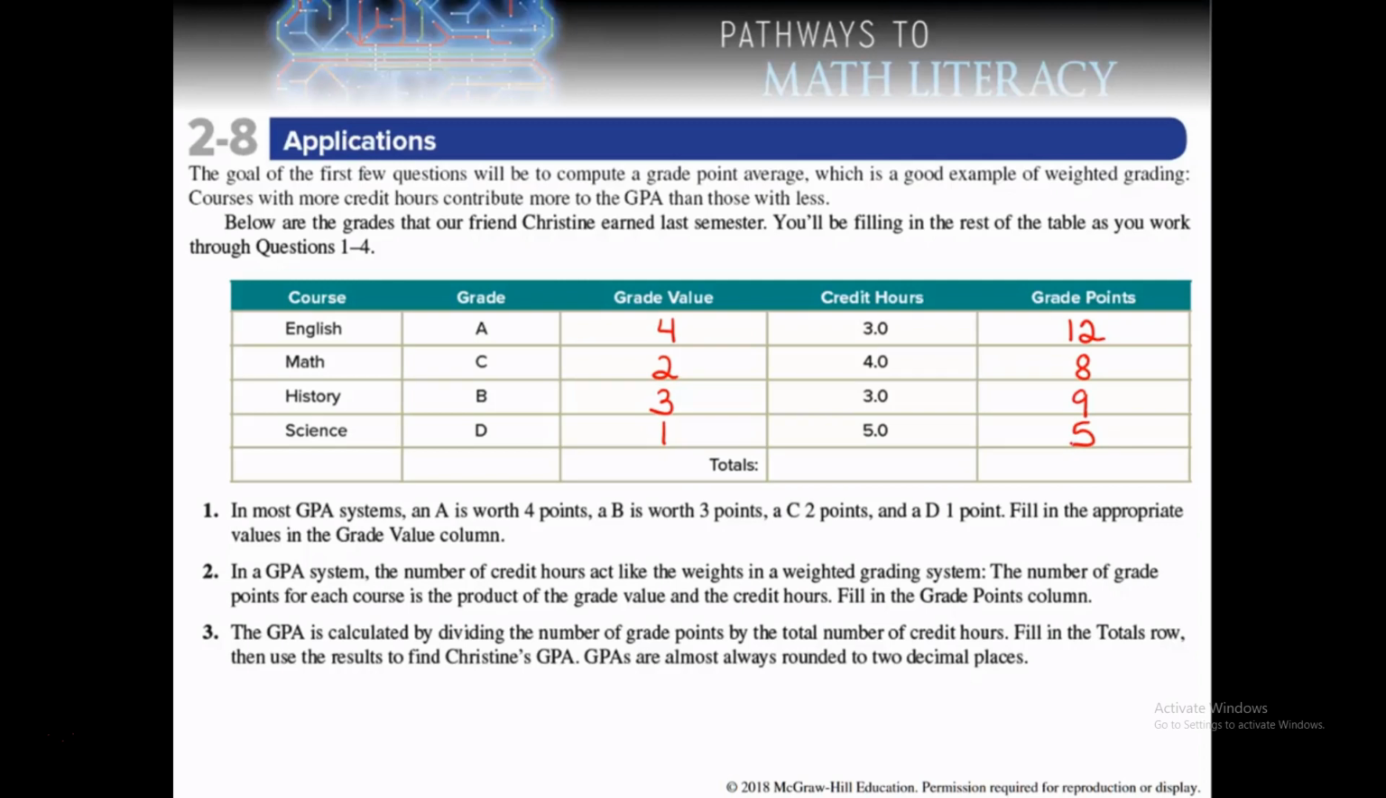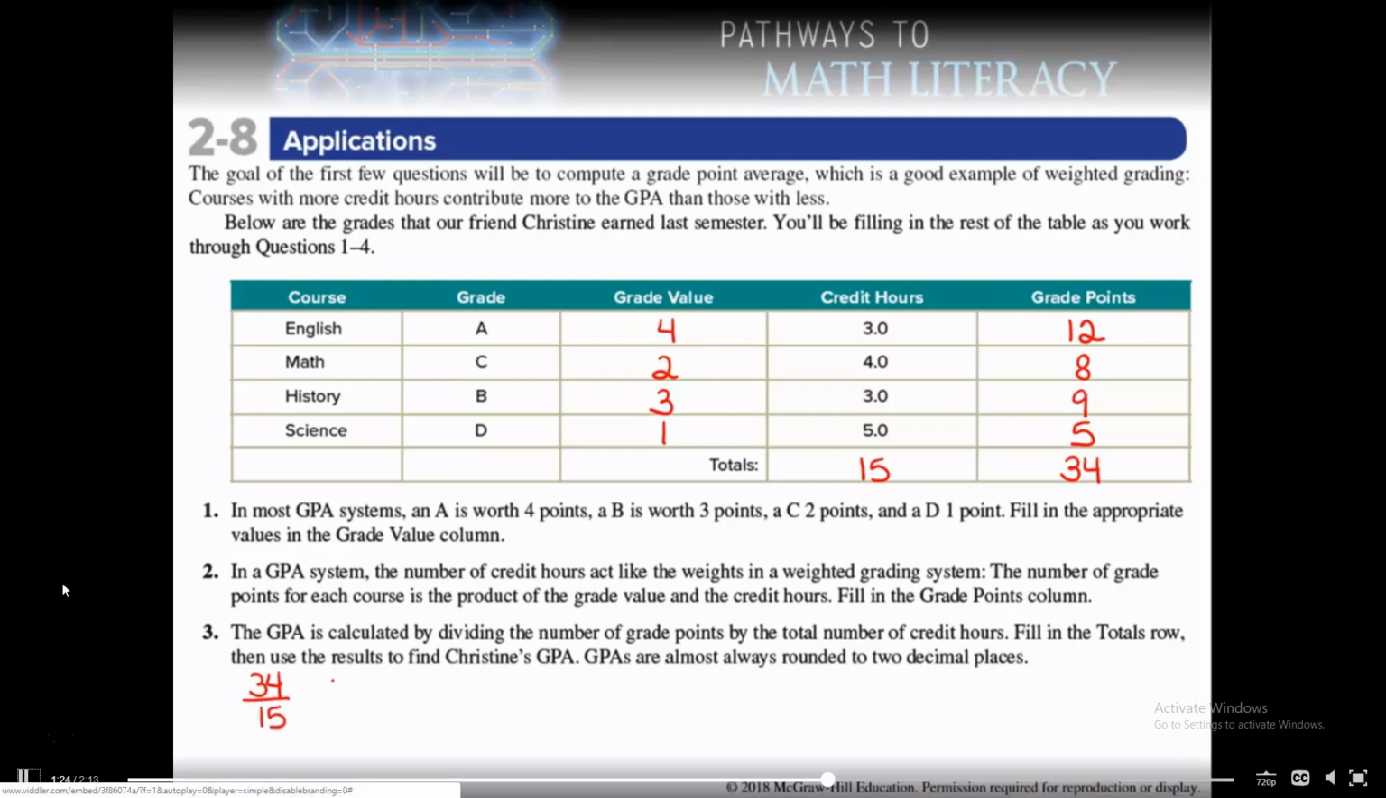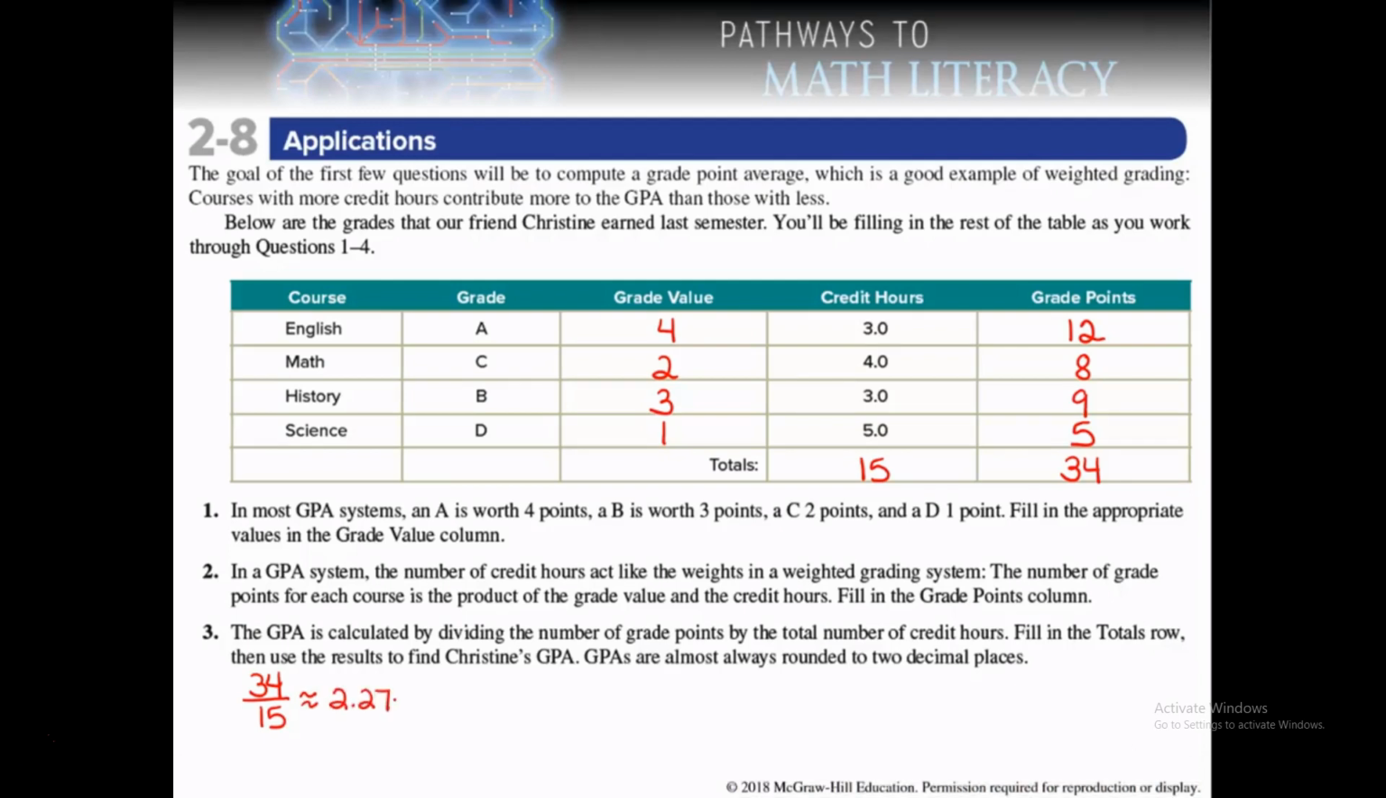Now in 3, it asks us to total the credit hours and the grade points. So the total credit hours comes out to 15 hours, and if you add up all of the grade points, it comes out to 34. And to find a GPA, you take the total grade points and divide it by the total credit hours. So we'll do 34 divided by 15, and we usually round to 2 decimal places for these, and it comes out to 2.27.